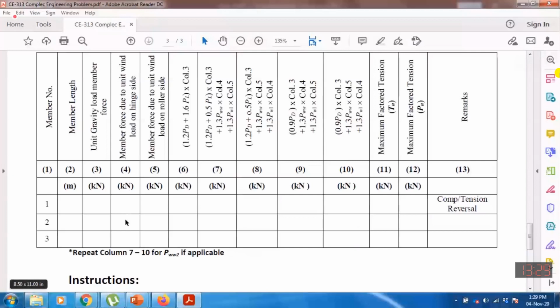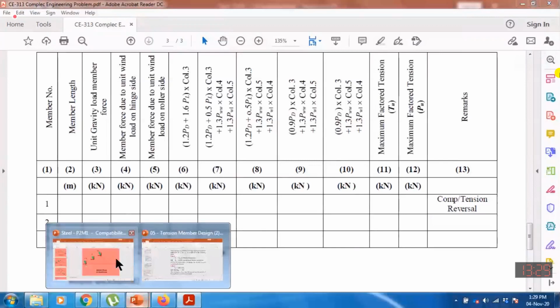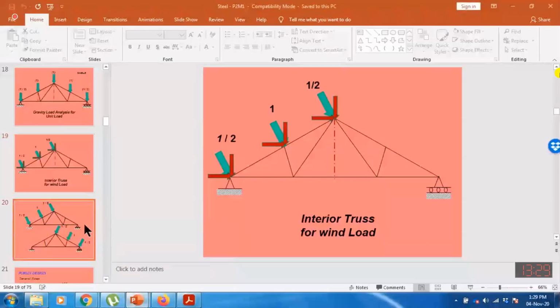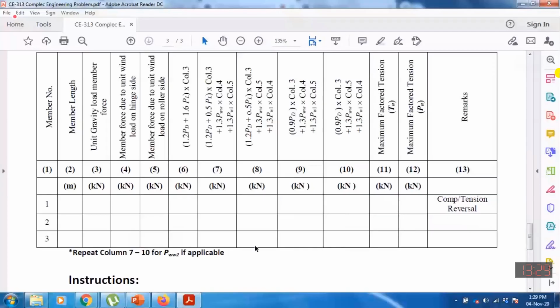Similarly, you need to carry out the unit wind load analysis by considering the wind is blowing from the roller side or from the right side, which is this case. So here I have mentioned both cases for you.